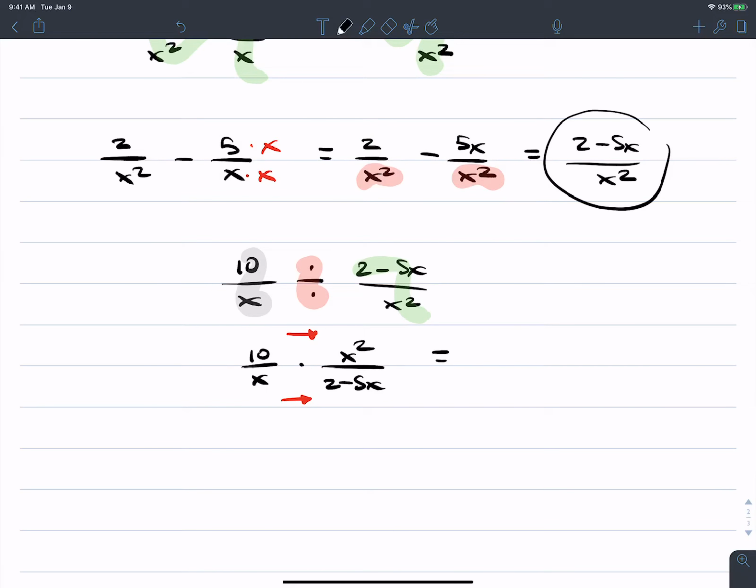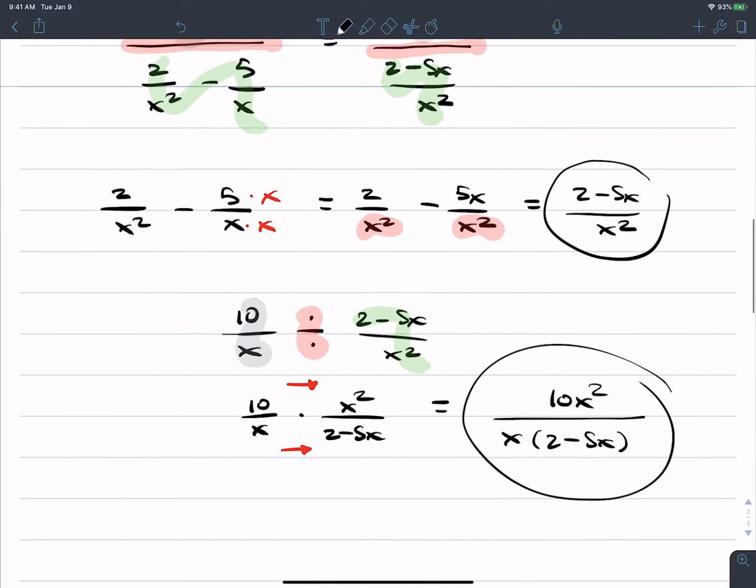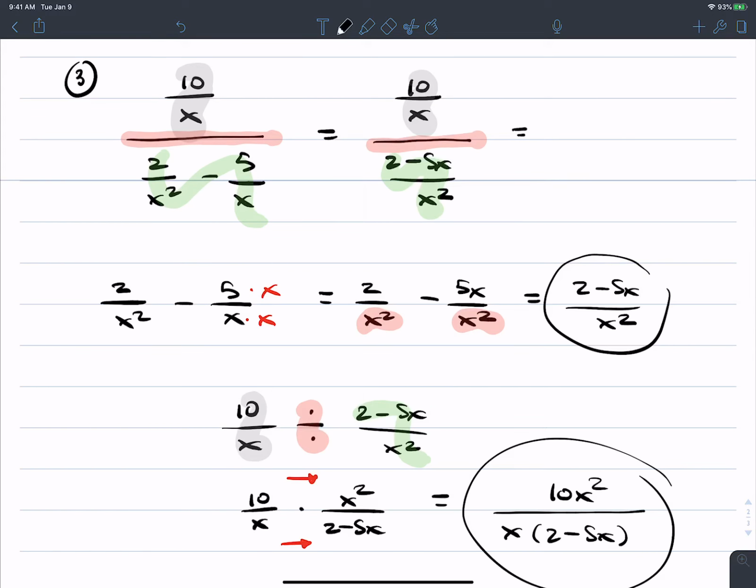So you end up now with 10x squared over x times 2 minus 5x. So this is going to be your fraction that's in the denominator position. So altogether you have 10 over x over 10x squared divided by x times 2 minus 5x. And again, this is a division question. Sorry. Take that back. This is our final answer.